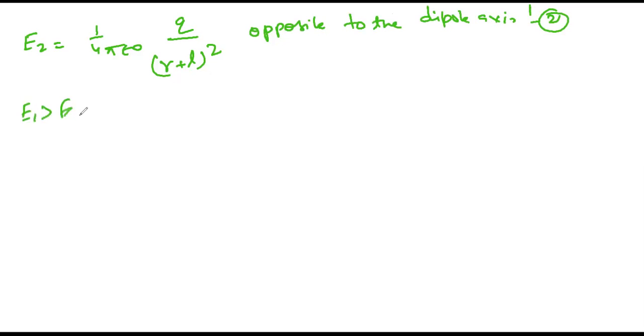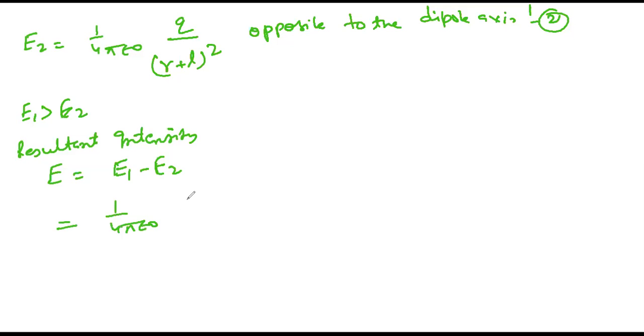E1 will be greater than E2. So now the resultant intensity E is equal to E1 minus E2. Do the difference: 1 by 4 pi epsilon naught q divided by (r minus L) whole square, minus 1 upon 4 pi epsilon naught q divided by (r plus L) whole square. Are you following it? Yes.